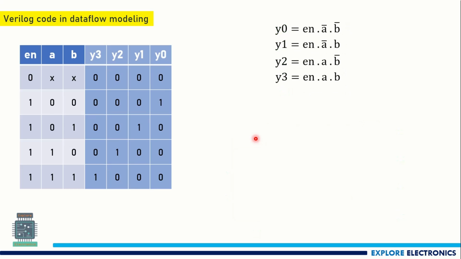And let us write the Verilog code. First, let us write in data flow modeling. As we know, in data flow modeling, we are going to use these logical expressions, and looking at the logical expressions, we are going to write the code. First, Verilog code starts with module and then the name of the module, and here the input and output ports are enable, A, B, and Y is the output.